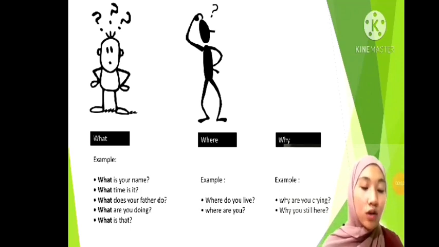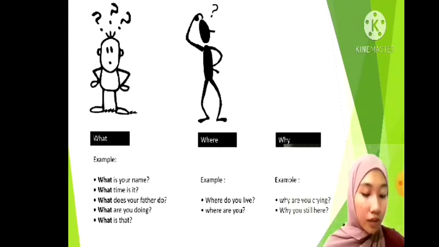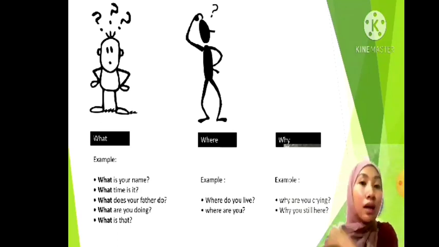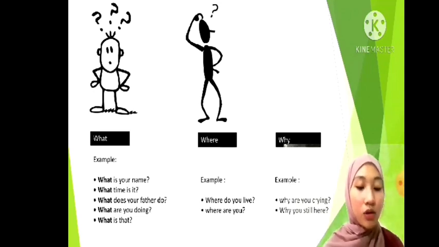The next is where. Whenever you want to know the place, you always use the WH question called where. For examples, where do you live? Or where are you from? Or where are you? So if you want to know about a place, you will always use the word where.